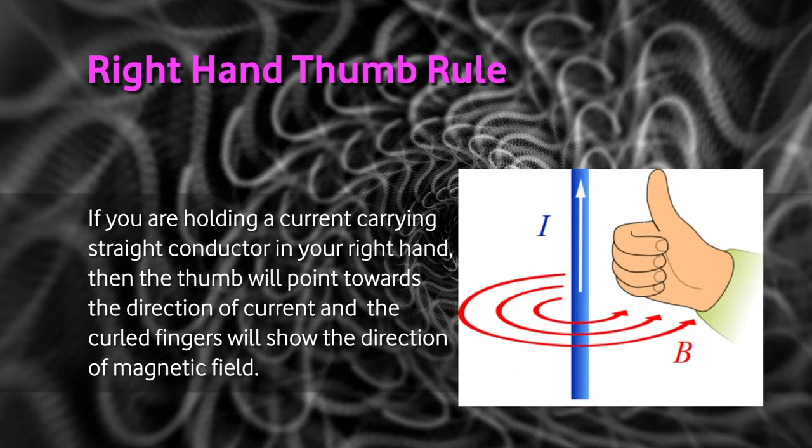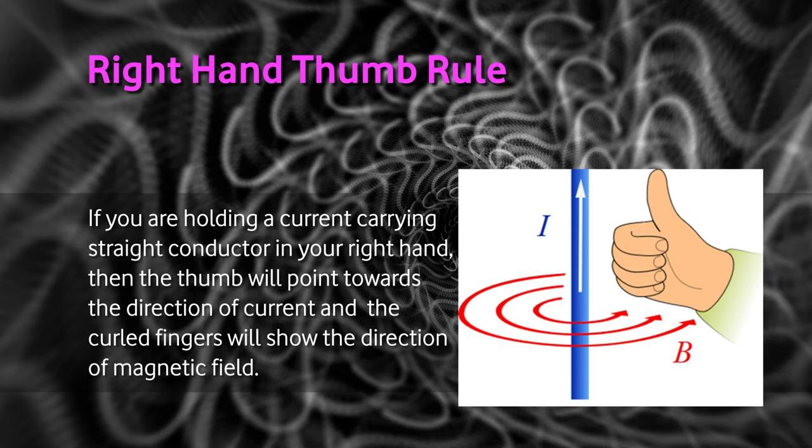To explain it, there are two rules. One is called the right hand thumb rule. Suppose this is a pen or a rod, and a student holds it like this. Then the pen's upward direction is the direction of the current. This is the direction of the current I, and it is represented by the thumb. So if the thumb represents the direction of the current, the curled fingers around the conductor show the direction of the magnetic field. You can see it in the image also.